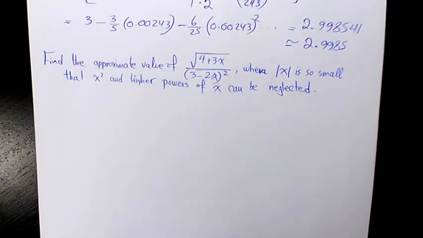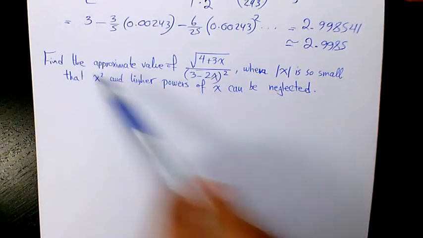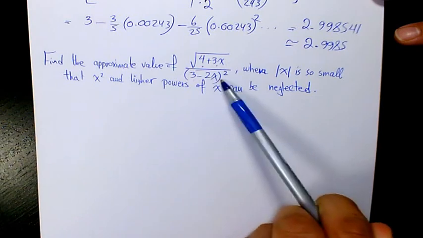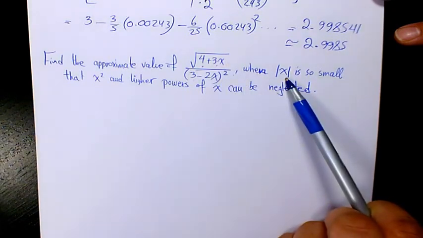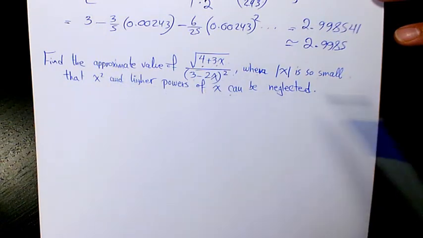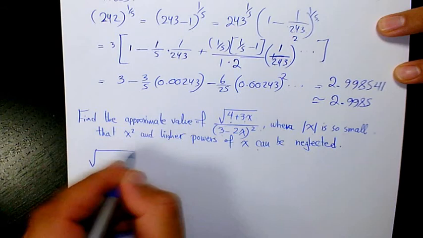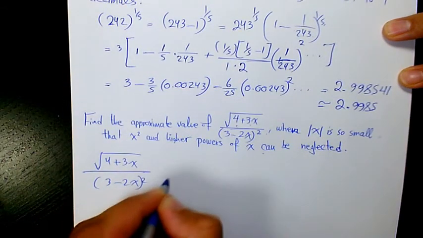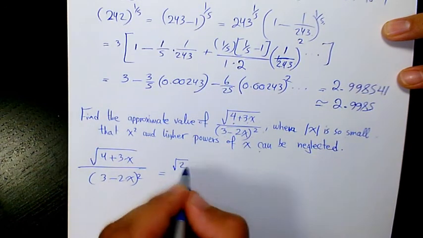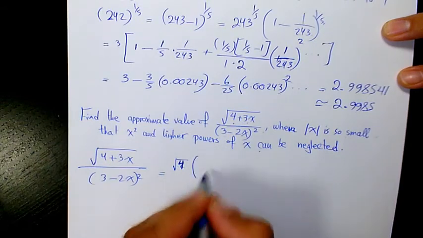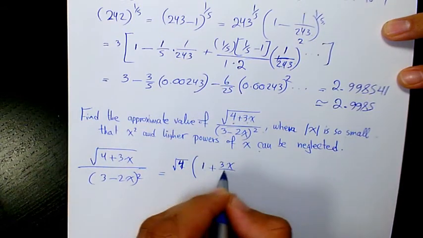Now let's look at the last example. This one says find the approximate value of the square root of (4 plus 3x) over (3 minus 2x) to the power of 2, when the absolute value of x is so small we can neglect x squared and higher powers of x. So I can say the square root of (4 plus 3x) over (3 minus 2x) squared, I can factor root 4, (1 plus 3x over 4) to the power of half.